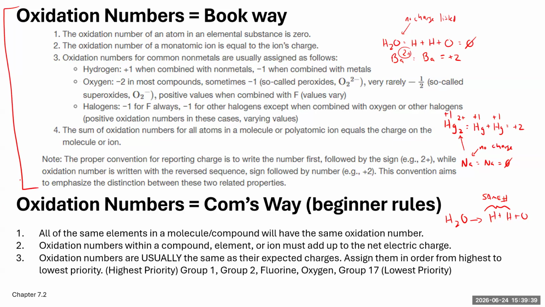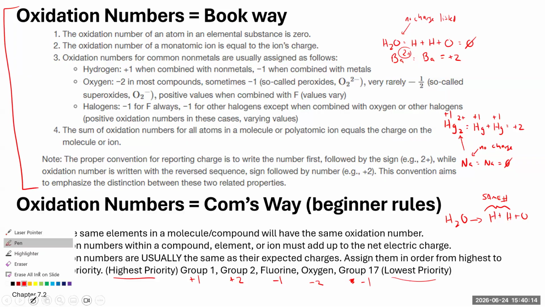Okay, now we start assigning specific things. Oxidation numbers are usually the same as their expected charges. You're going to assign them in order from highest to lowest priority. This is the highest on this side. This is the lowest on this side. We're going to go group 1. We know those are +1. Group 2, +2. Fluorine, -1. Oxygen, -2. Group 17, -1. So we're going to assign those again in priority, and then we're going to check it out. I'm going to give you some examples.